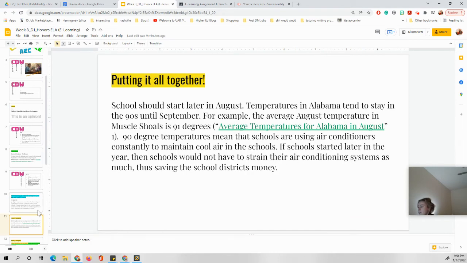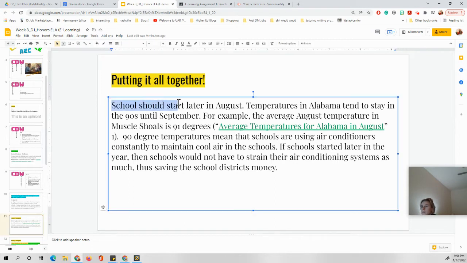So let's put it all together into a CDW paragraph, okay? School should start later in August. Temperatures in Alabama tend to stay in the 90s until September. For example, the average August temperature in Muscle Shoals is 91 degrees. 90-degree temperatures mean that schools are using air conditioners constantly to maintain cool air in the schools. If schools started later in the year, then schools would not have to strain their air conditioning systems as much, thus saving the school district's money.